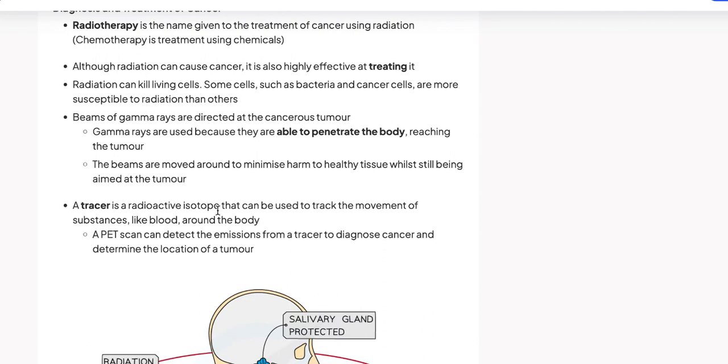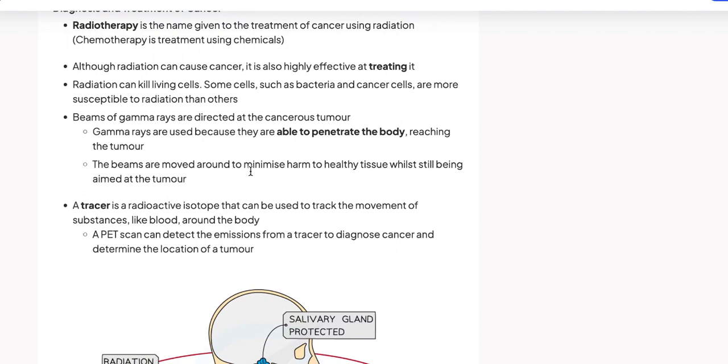Now, a beam of gamma rays is directed at the cancerous tumor. So how do we treat cancer? We direct and focus a beam, not just one ray. Beam means many rays. A beam of gamma rays will be directed towards the cancerous tumor for a specific period of time. By so doing, you end up killing the cancer cells. Is that okay? Okay.